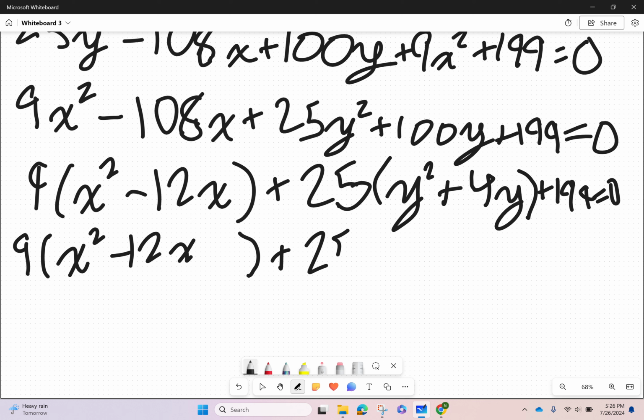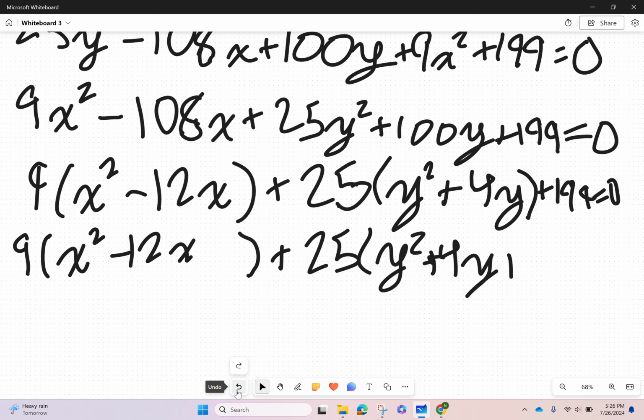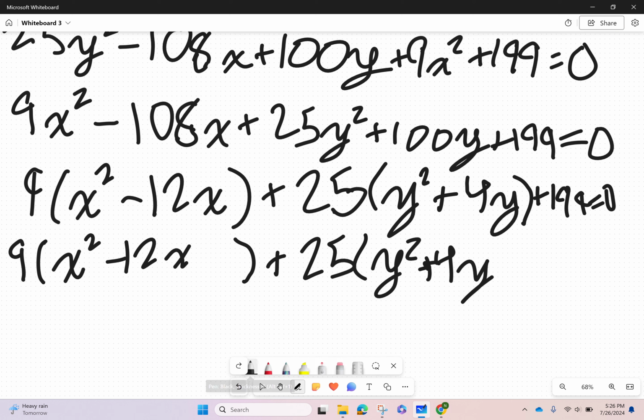I'm going to rewrite this over here. y squared plus 4y plus 199 equals 0. Okay, now we're going to go back. Oh shoot, I forgot to skip a spot with the y. So leave some room over here for y. Plus 199 equals 0. Okay, now let's go back to those spots that I left.